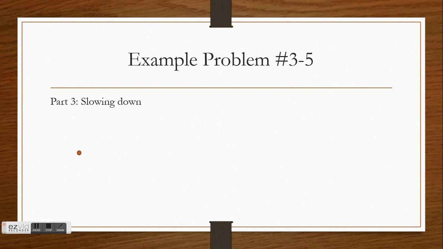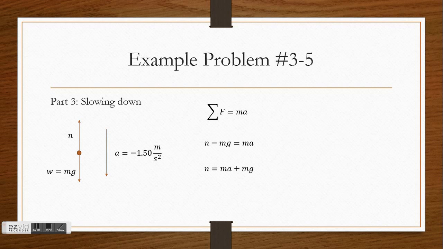The third part is the slowing down part. So we get up to the second floor and the elevator slows down. My acceleration now is negative 1.5 meters per second squared. I have to have a downward acceleration to slow down back to 0. So I have weight and normal force, and we can run through the exact same set of math. Sum of forces equals ma. Normal force minus mg equals ma. Normal force equals ma plus mg. Normal force is equal to m times (a plus g). And so my normal force is 539.5 newtons, something less than what my actual weight is during this state of motion.